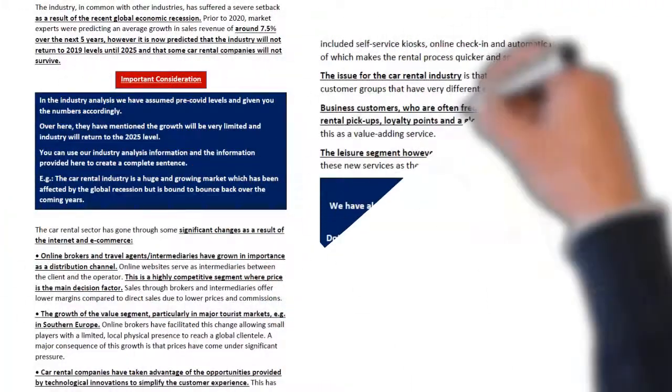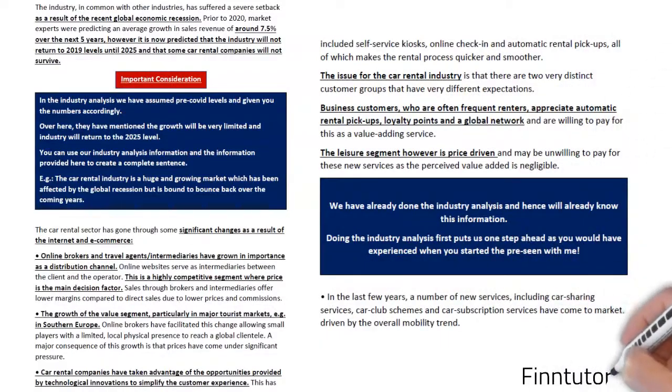The industry, in common with other industries, has suffered a severe setback as a result of the recent global economic recession. That's the theme that they have set. Prior to 2020, market experts were predicting an average growth in sales revenue of around 7.5% over the next 5 years. But it is now predicted that the industry will not return to 2019 levels until 2025, and that some car rental companies will not survive. So rather than growth, to achieve the same standards as 2019, it's going to take 4 more years.